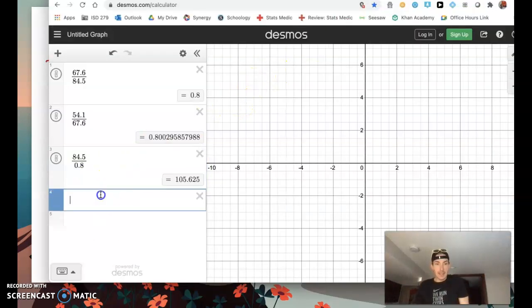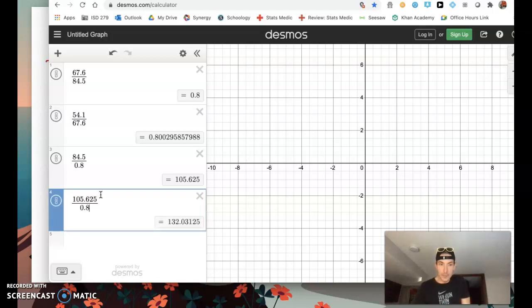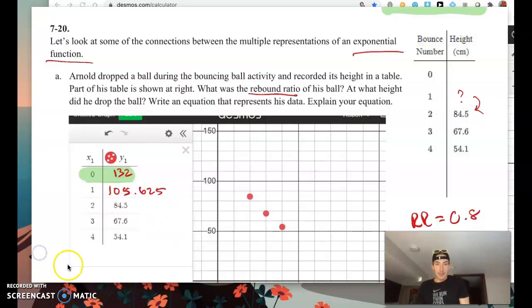I'll take that value, the 105.625, and do one more division, divided by 0.8, and that gives me the 132. I know I'm rounding, and I'm taking some liberty with that rounding and creating some error, but I'm going to call that 132 for our purposes. And again, there's some round off error that I'm creating, but that's going to be my starting height. And why do we care about the starting height and the rebound ratio?